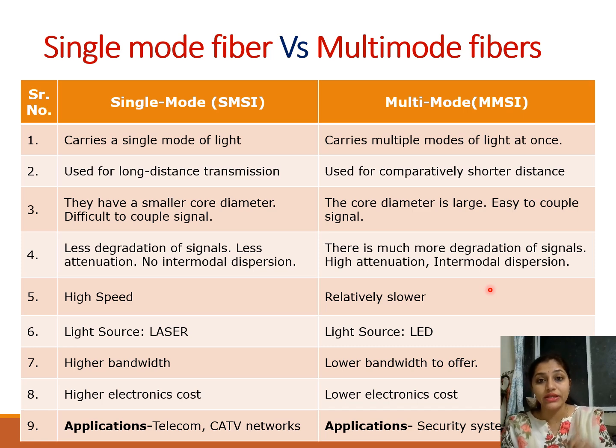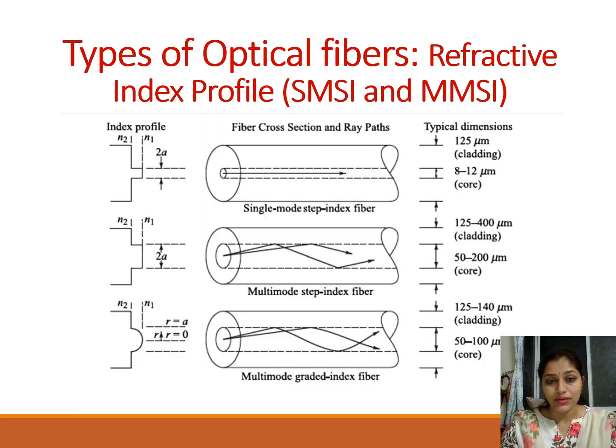It means how many wavelengths can travel parallelly. Now let's discuss types of fibers based on refractive index profile. So again they are divided as single mode step index and multi mode step index fibers.